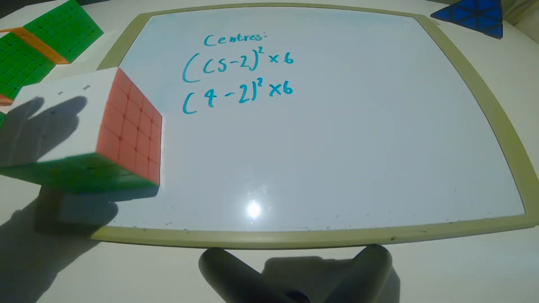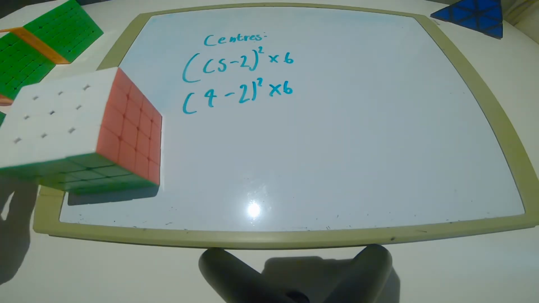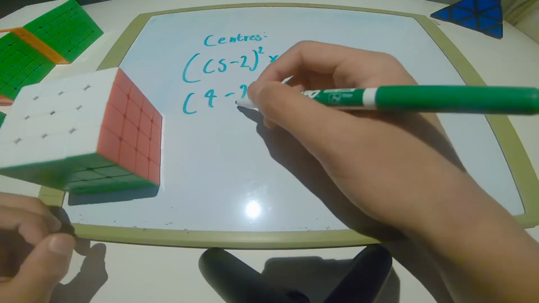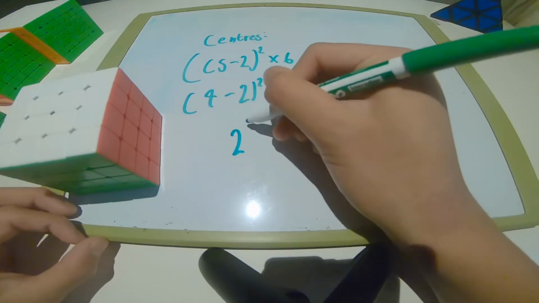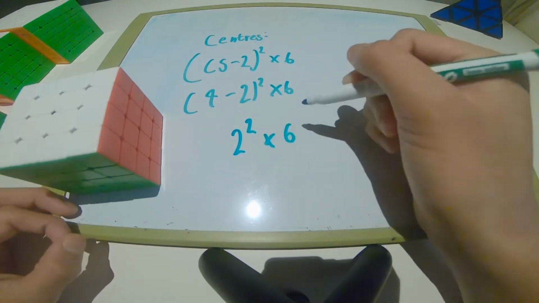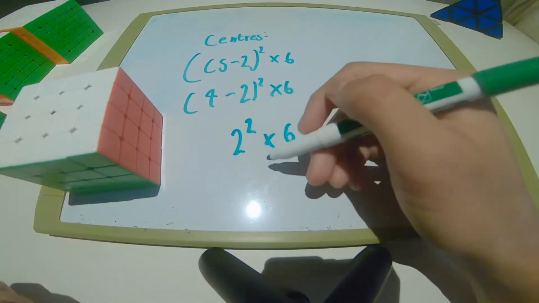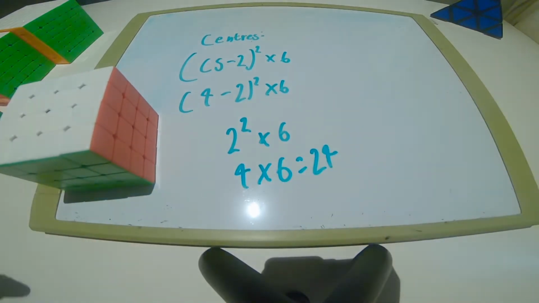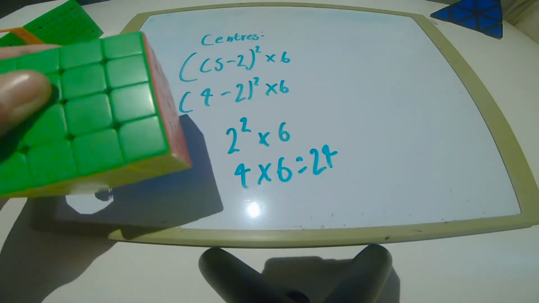So let's test it on the 4 by 4. The cube size is 4. Then we'll just do the formula. Do the stuff inside the brackets first. 4 minus 2 is 2. So we get 2 squared times 6. 2 squared, or 2 times 2, is 4. So 4 times 6 is 24. 24 centers on the 4 by 4.